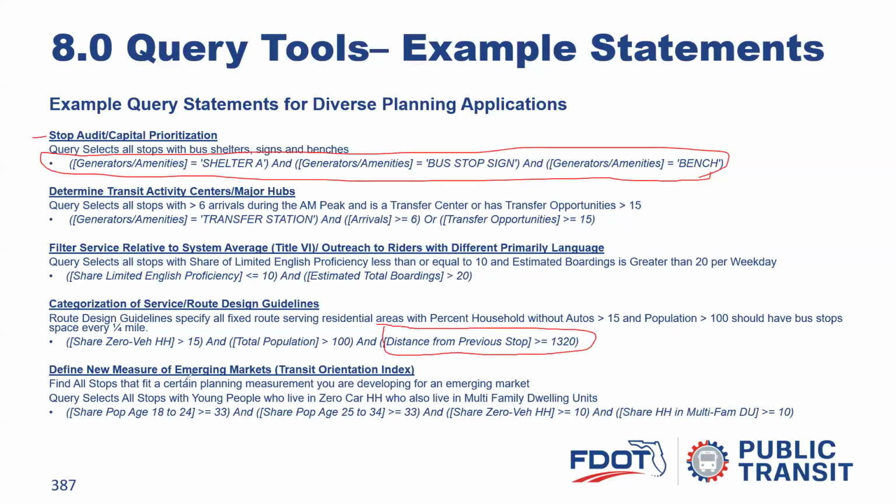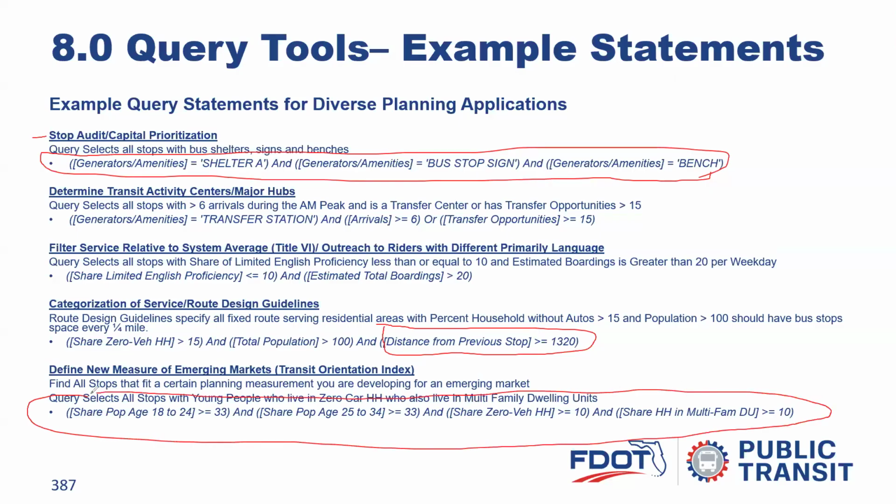Define new measure of emerging markets or transit orientation index. So this is building a query that selects all stops with young people who live in zero-car households who also live in multifamily dwelling units. So this is the query statement to query out the stops that have that type of demographic.